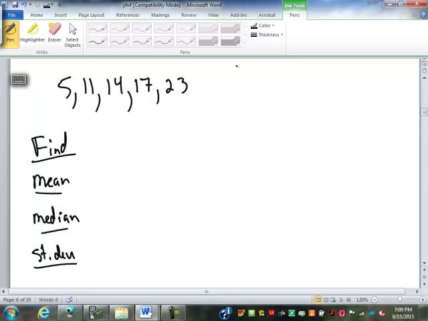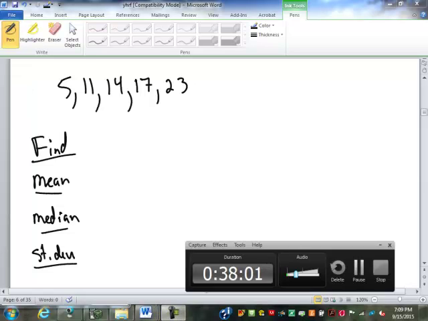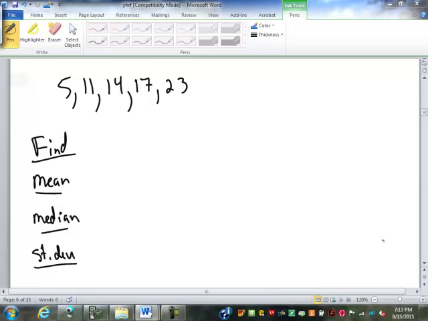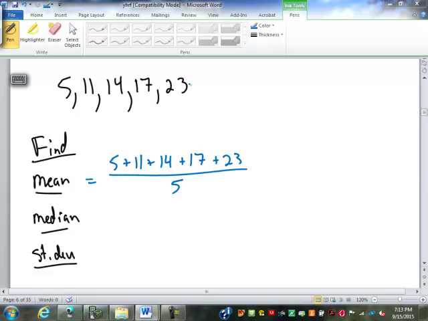For this set of 5 numbers here, in your notes, I want you to find the mean, median, and standard deviation. Let's take a peek and see how you're doing so far. For the mean, what did you guys come up with? So 5 plus 11 plus 14 plus 17 plus 23 divided by 5, because there's 5 numbers there, which is what? 70 over 5 or 14, correct?